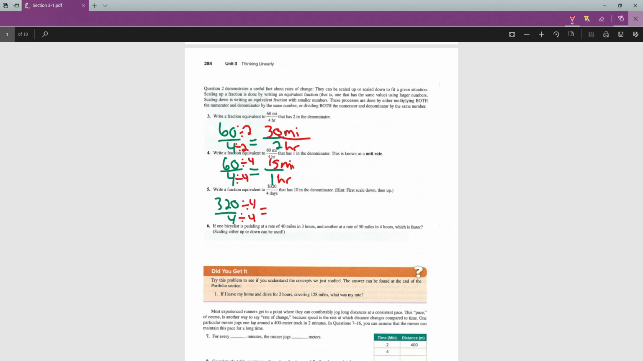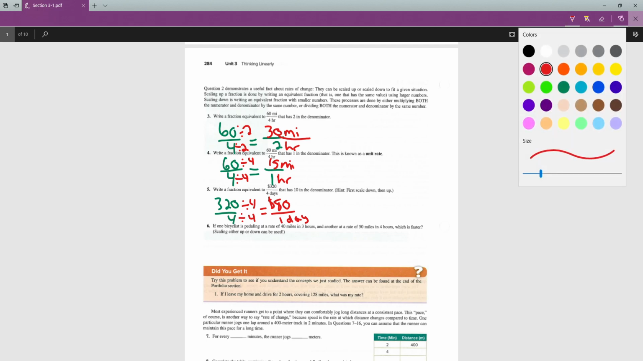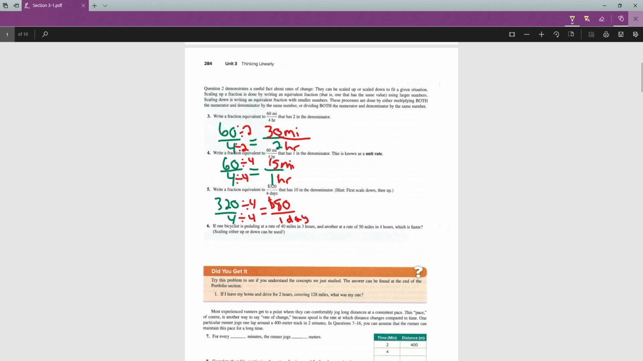320 divided by 4 is 80. So we have $80 per 1 day, which still isn't quite where they're asking me to get to. They want what on the bottom? They would like us to get to a 10 on the bottom. So now I have to multiply top and bottom by 10. So I would have $800 in 10 days.